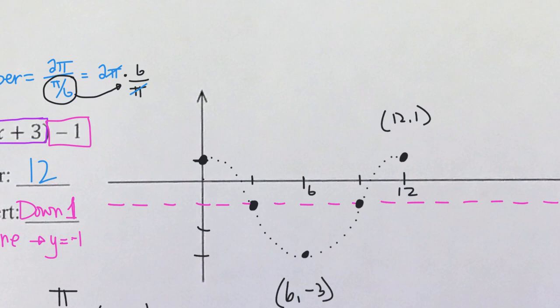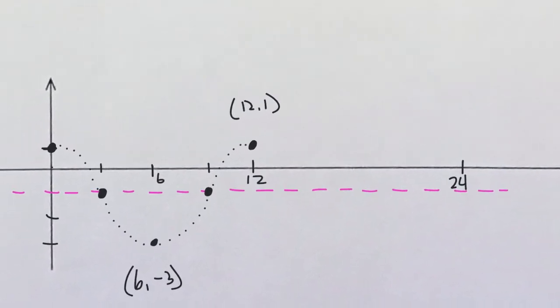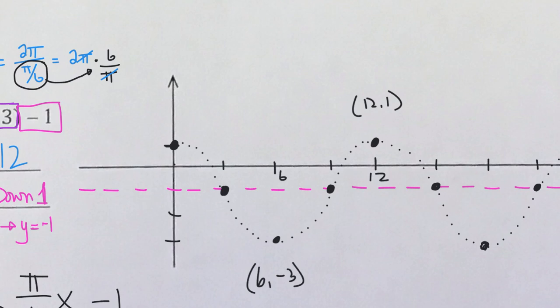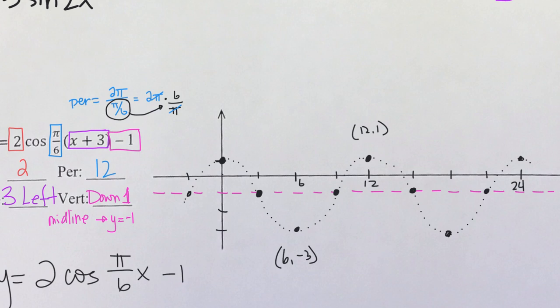Okay, so that's one complete cycle. So let's use that same pattern and find our second cycle. So exactly in the middle, we'll have our minimum. Exactly in the middle, we'll have our midline intercept. And exactly in the other middle, we'll have another midline intercept. So here's our graph of basic cosine. Right? Not really basic, but for our graph without the phase shift, that is our graph of cosine.